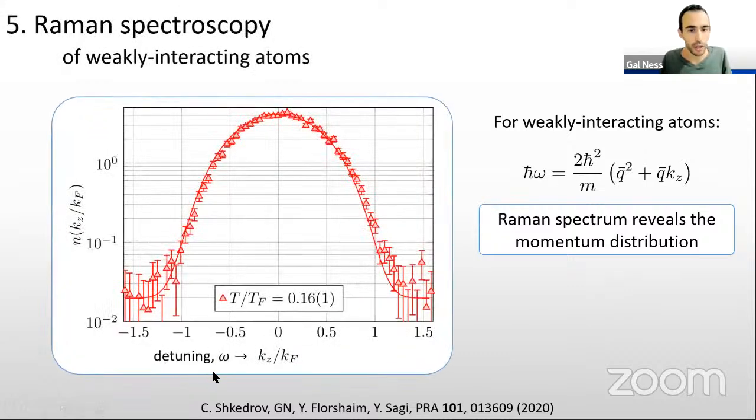So here we scan the detuning, already translated to units of momentum, and measure the number of atoms, which we normalize, of course. And you can see this beautiful agreement between the Raman spectrum and this line, which represents a one-dimensional momentum distribution due to bare Fermi-Dirac statistics. So we see this correspondence.